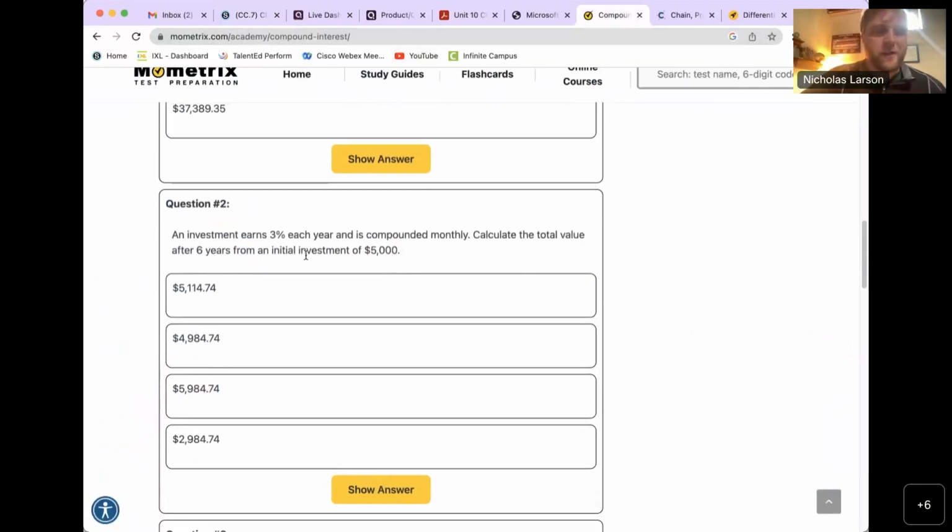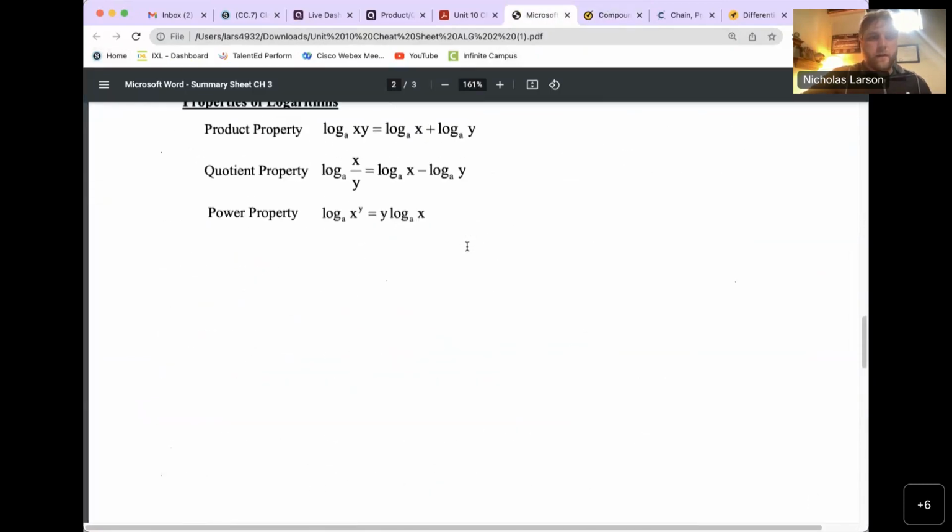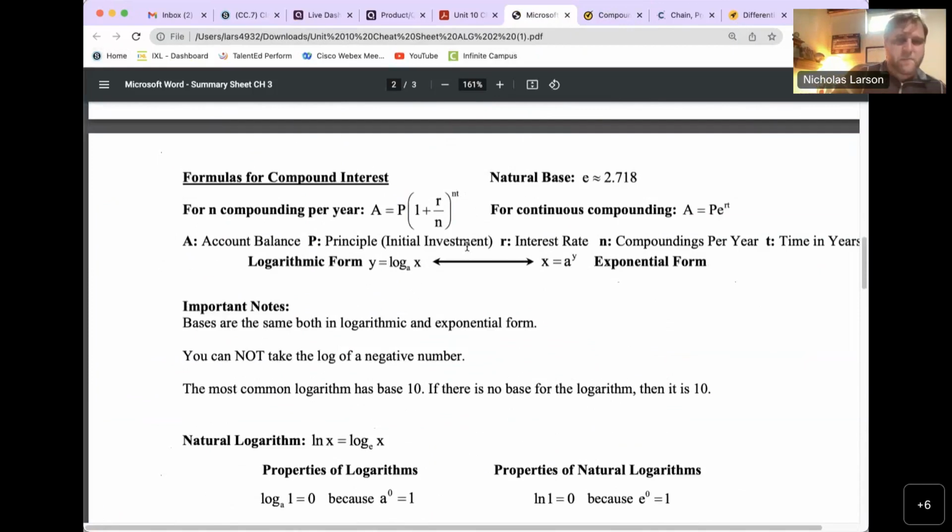Okay, here's the question. An investment earns 3% each year and is compounded monthly. Calculate the total value after 6 years from an initial investment of $5,000. So I'm going to first get the formula. Okay, the formula is A equals P times (1 plus r divided by n) to the nt power. And I'll share this.